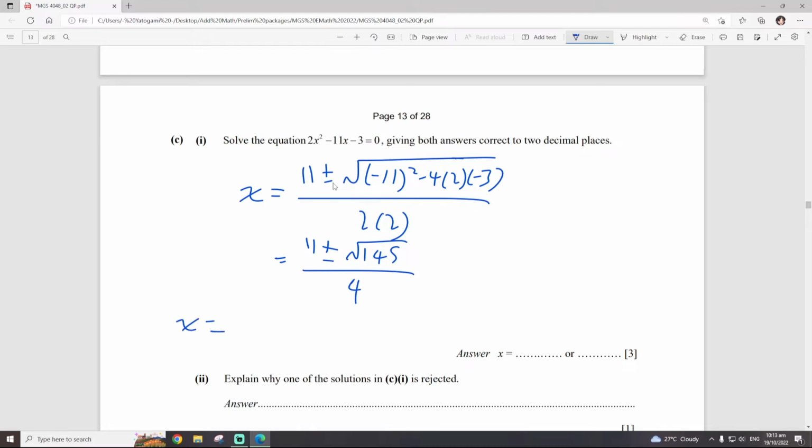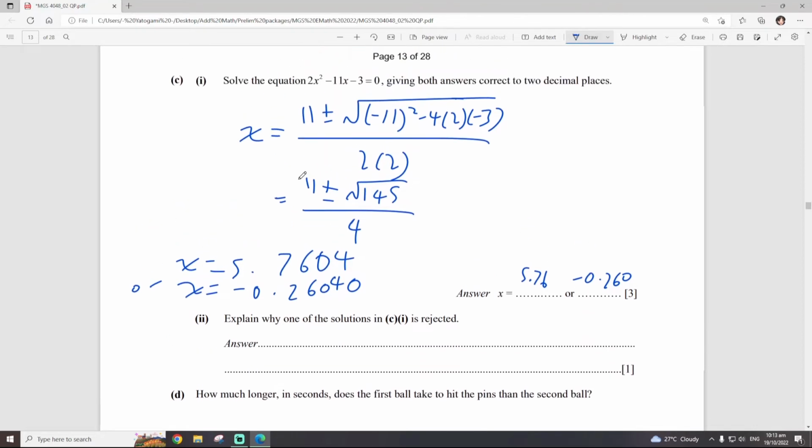So x is equal to, so you can evaluate the two possible values. So x is 5.7604, or x equals, it will be a negative value, I think, negative 0.2604. Okay, so this is 5 SF. So I leave my answer as 5.76 or negative 0.260.